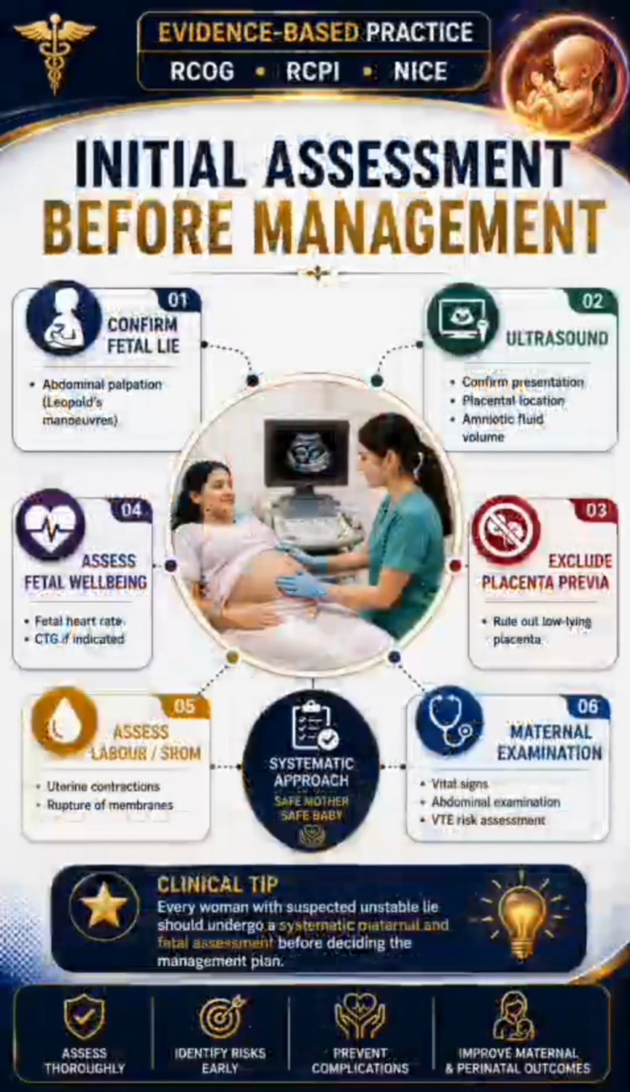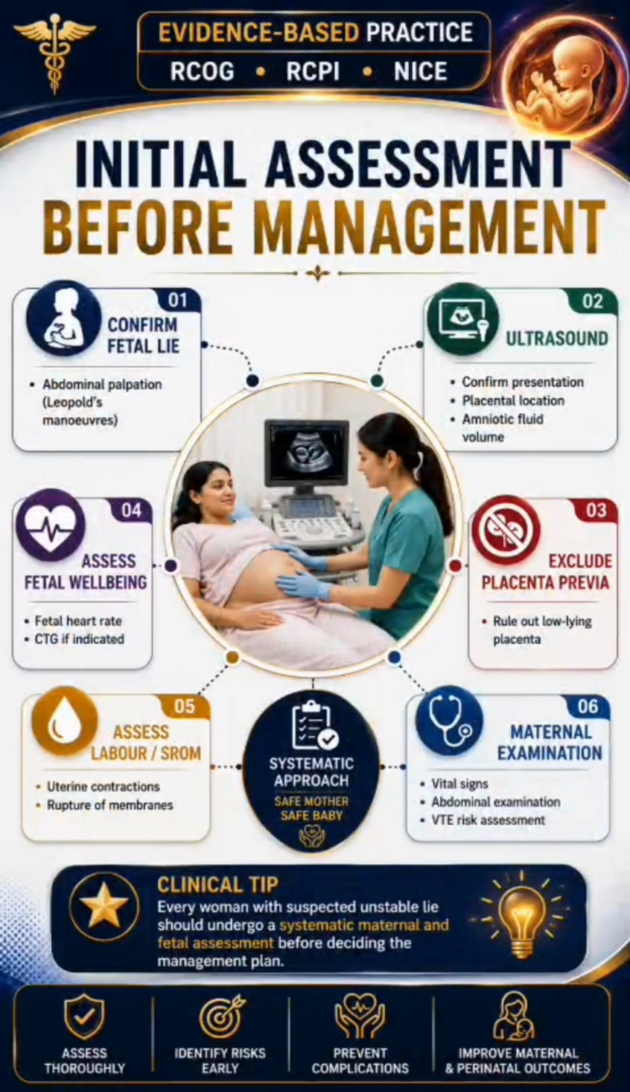So, when we identify the risk factors, the next step is assessment. Before deciding on any management plan, every woman with a suspected unstable lie should undergo systematic maternal and fetal assessment. Let's discuss step by step. First, confirm the fetal lie by abdominal palpation using Leopold's maneuvers. This helps determine whether the fetus is cephalic, breech, transverse, or oblique.